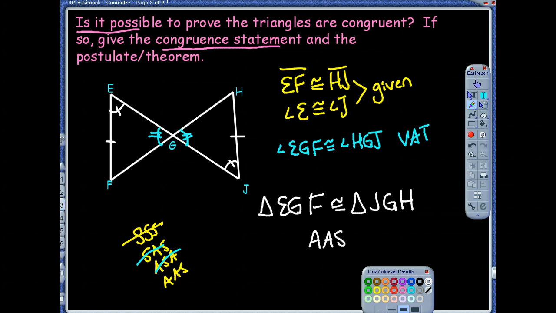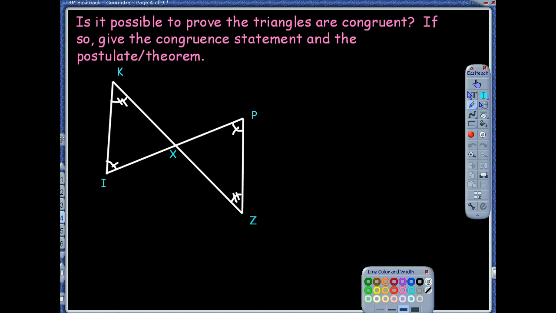Okay, same directions. Is it possible to prove these are congruent? If it is, then you're going to give me some more information. If it's not, then that's it. Okay, all right, talk to me about it. I'm going to list my given information already. I know that angle I is congruent to angle P, and angle K is congruent to angle Z. Again, that's my given information. I just wanted to make sure I see that. So right now I've got 2 angles.